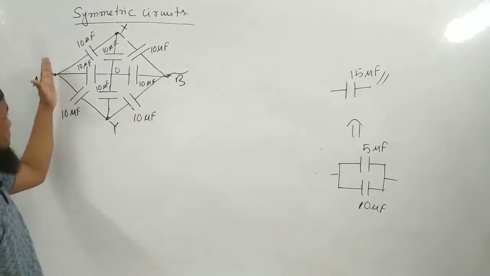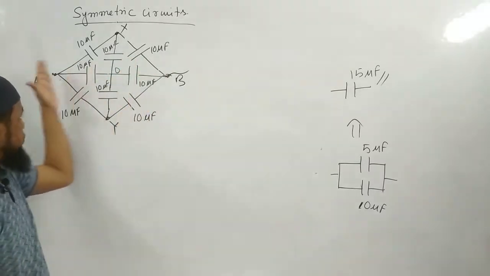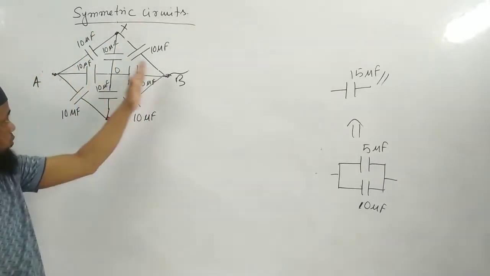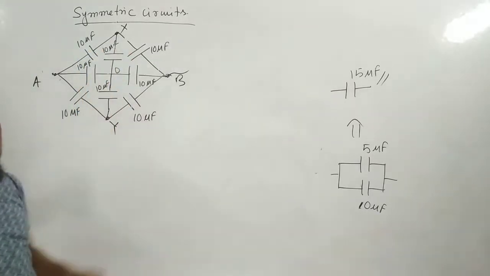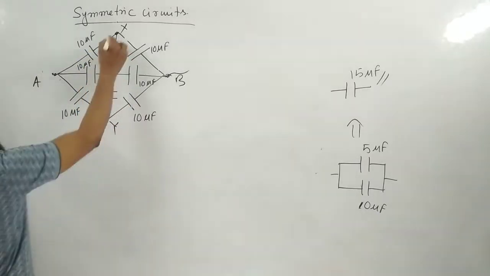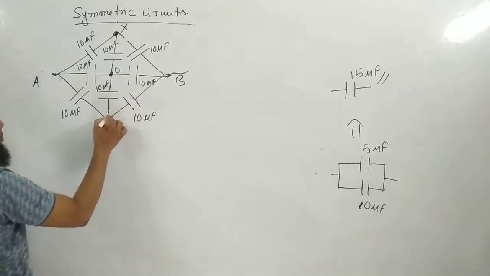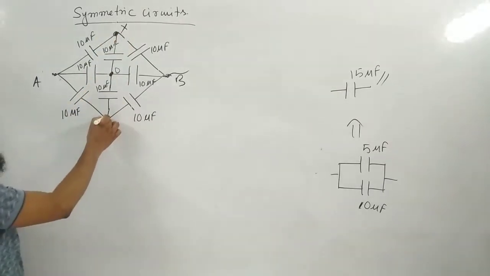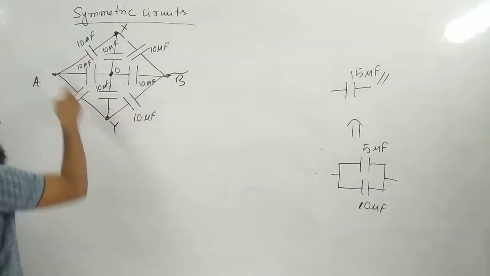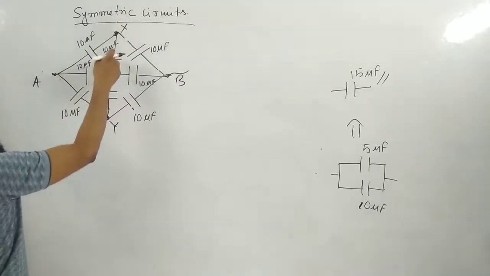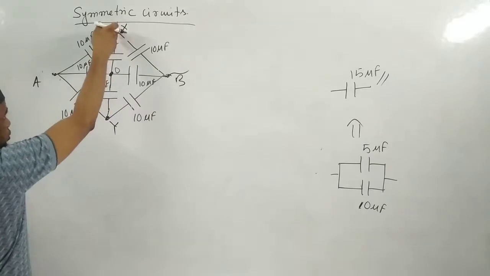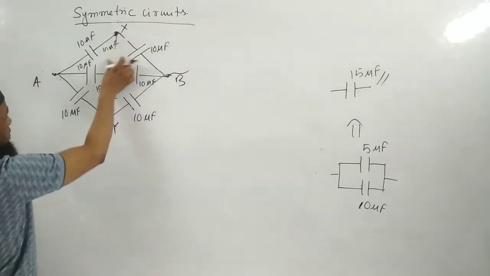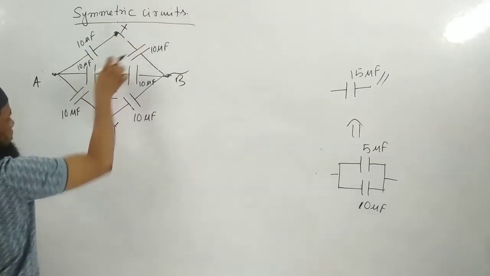In this particular case, when you go from here to here, or this one to this one, or this one to this one, all capacitors are same. So these are exactly midpoint. This point and this point are going to have the same potential. They are exactly the midpoint in all ways. So this point and this point are having same potential, so no charge is going to flow this way. This capacitor can be neglected.